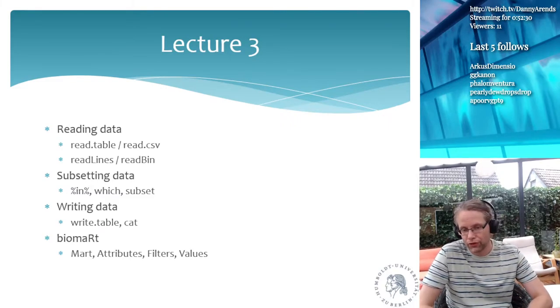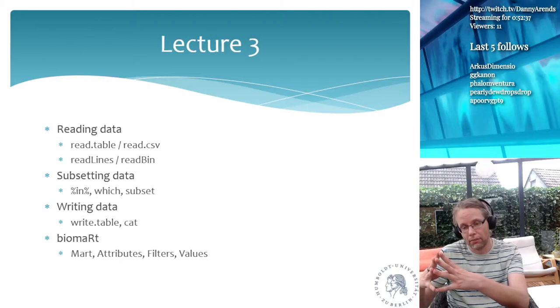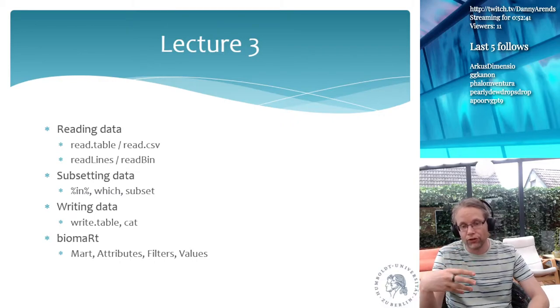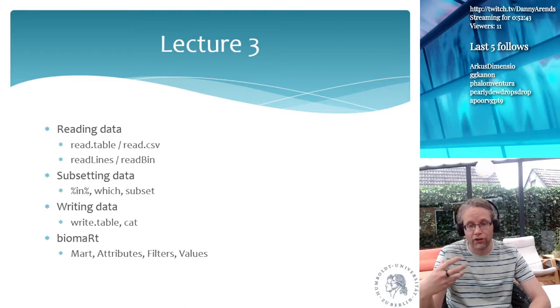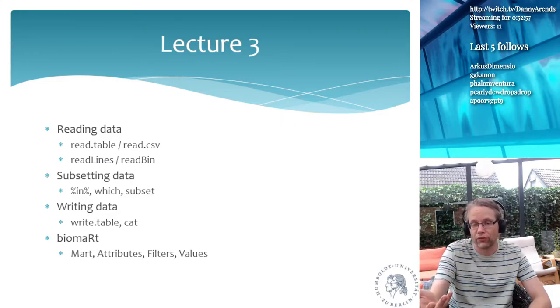In lecture 3, we also talked about BioMart. So BioMart is this connector tool which allows you to directly query biological databases from R. And it has a certain amount of concepts, like what is a mart? So a mart is a connection to a database. An attribute is something that you can retrieve from the database. A filter is something that allows you to specify what you are going to give to the database for searching. And values are then elements that you are searching for, right?